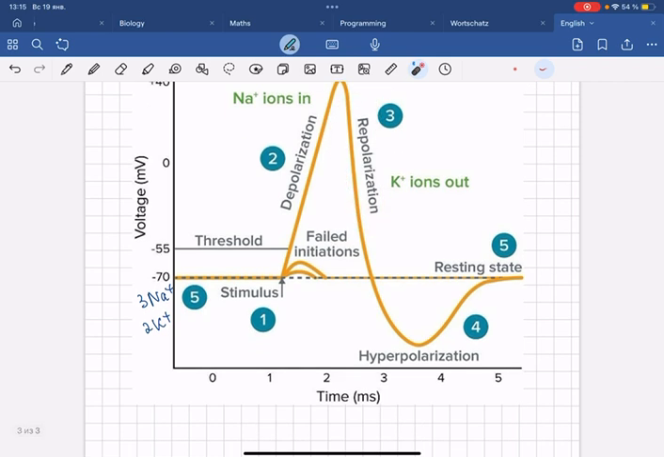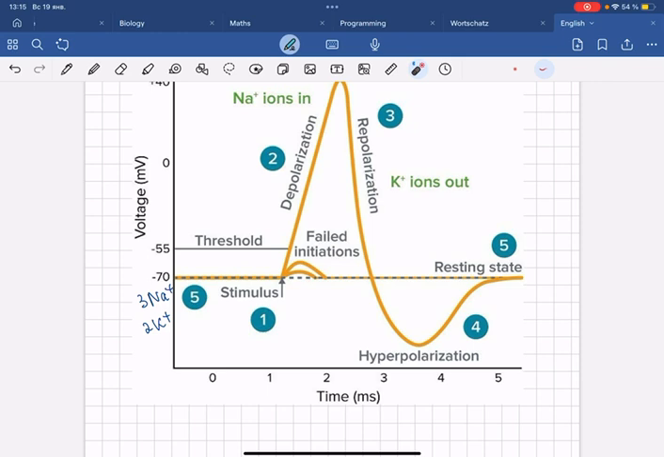In some cases, potassium channels remain open a bit too long, causing the membrane potential to become even more negative than the resting potential, as we can see right here, around minus 80 to minus 90. This is called hyperpolarization. The sodium-potassium pump and other mechanisms work to restore the membrane to its resting potential of minus 70.